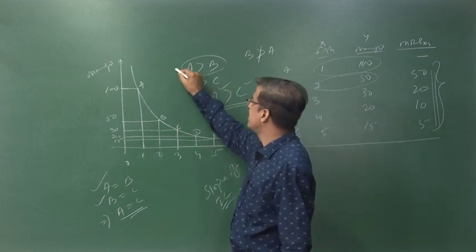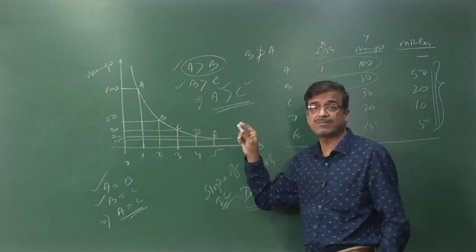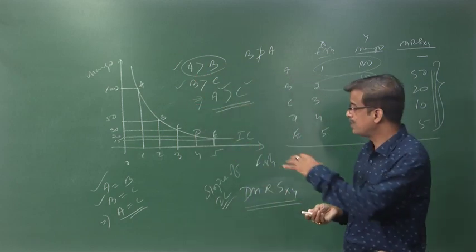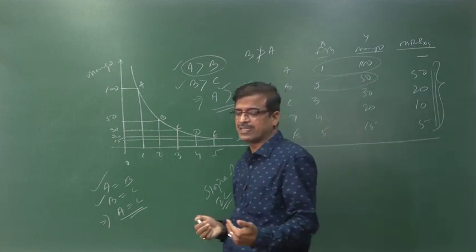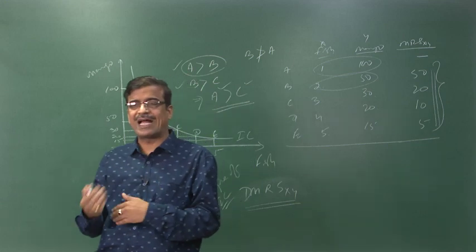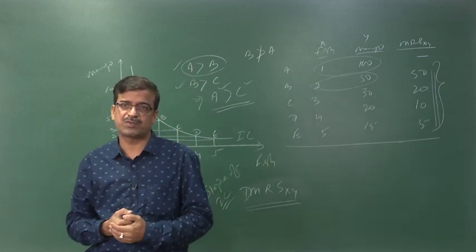As in this case, if A is greater than B, and B is greater than C, that implies that A is greater than C. That means it is superior. So the concepts of symmetry, transitivity, and non-satiety are the different axioms on which the indifference curve is based.